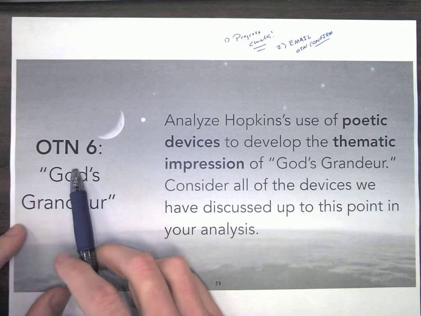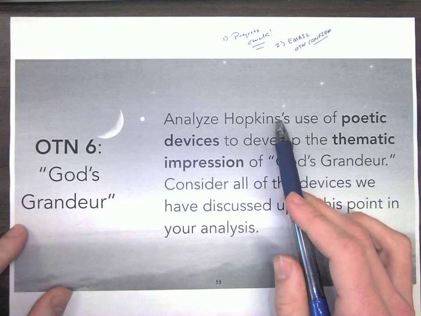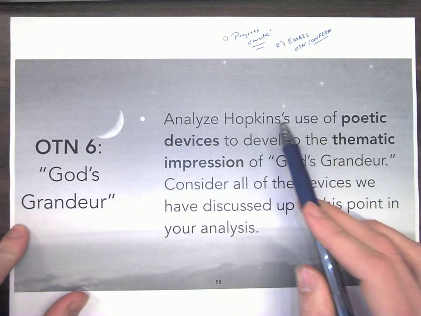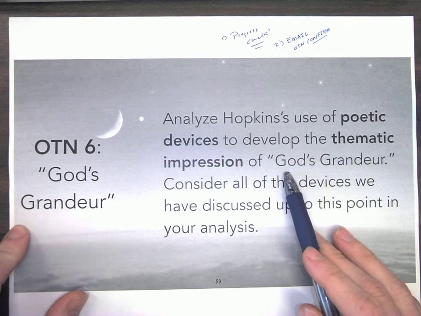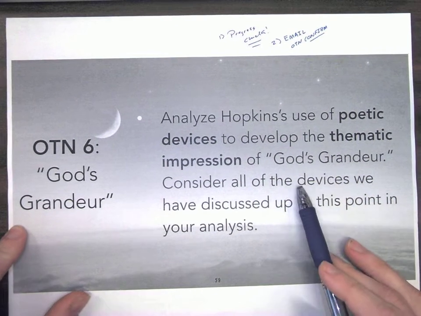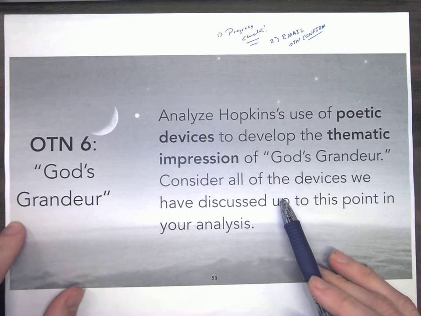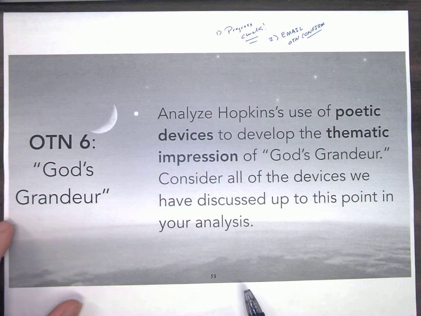Today we're going to be working on OTN 6, which analyzes Gerard Manley Hopkins' use of poetic devices to develop the thematic impression of his great poem, God's Grandeur. I'm warning you, this is my favorite poem of all time, and so I'm really looking forward to sharing it with you and analyzing it carefully with you.